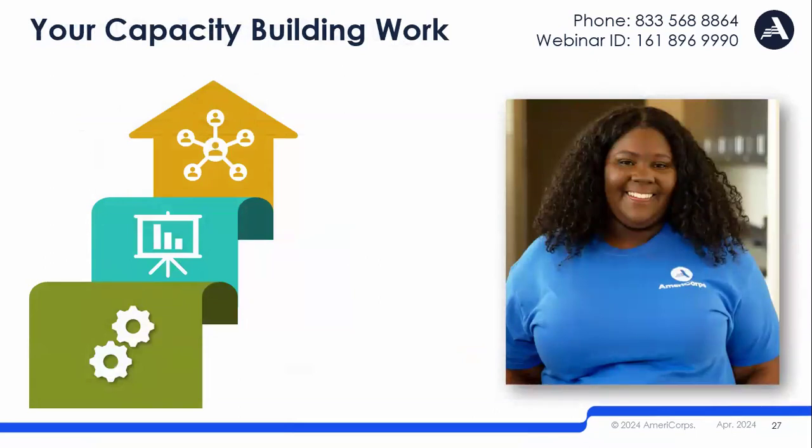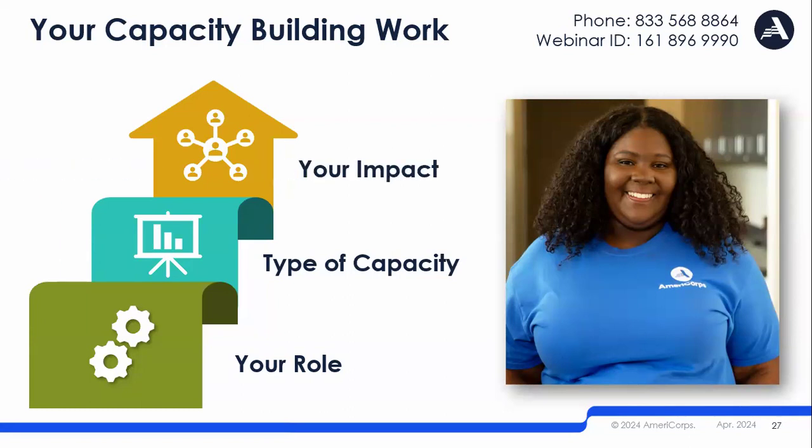So putting this together, I want you to reflect on these three questions. What is your primary role? What kind of capacity do you build? And how does it help further your organization's impact? So we're going to share real quick a couple of examples from common VISTA service roles that you'll find on your worksheet, and then look quickly at a couple examples where it might be more challenging to connect the dots between your role and the impact.